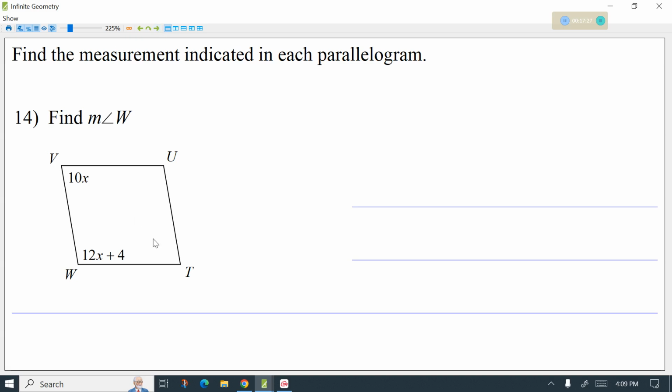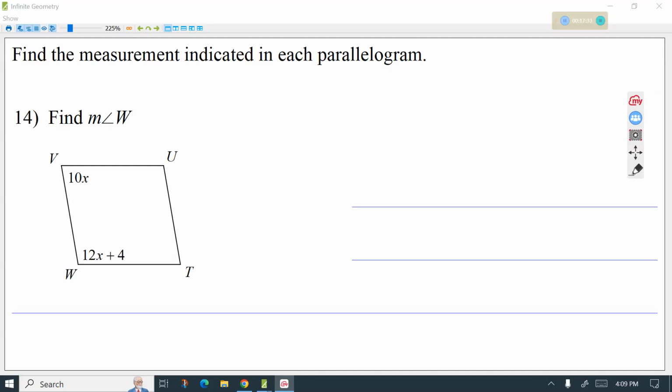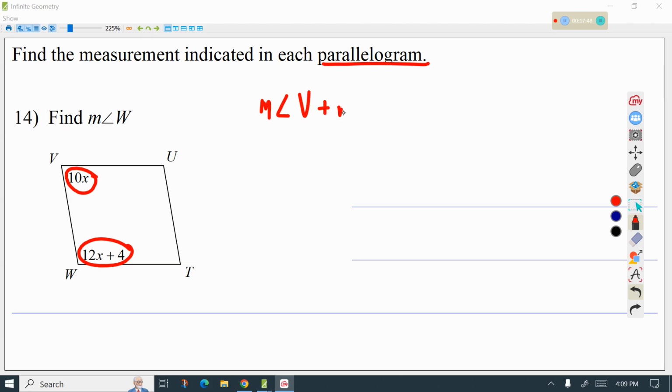Okay, but 14, we'll do together right now. The thing that we want to know about parallelograms is that the consecutive angles have to add up to 180. Because it says the word parallelogram here, these two angles have to add up to 180. So what I did today was I had students write the measure of V plus the measure of W is equal to 180 degrees. And then we'll go plug in those values.